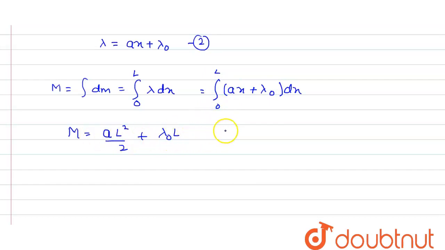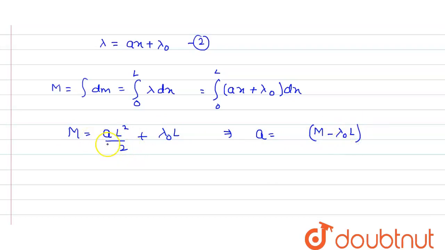So from this expression we can get the value of our a. We know everything: we know length L, we know lambda naught, and capital M is also given. If we solve this and send this to the other side, it would be M minus lambda naught into L.